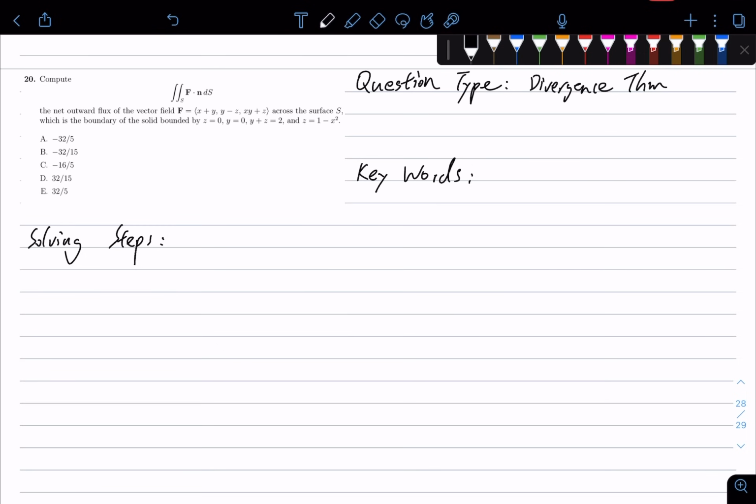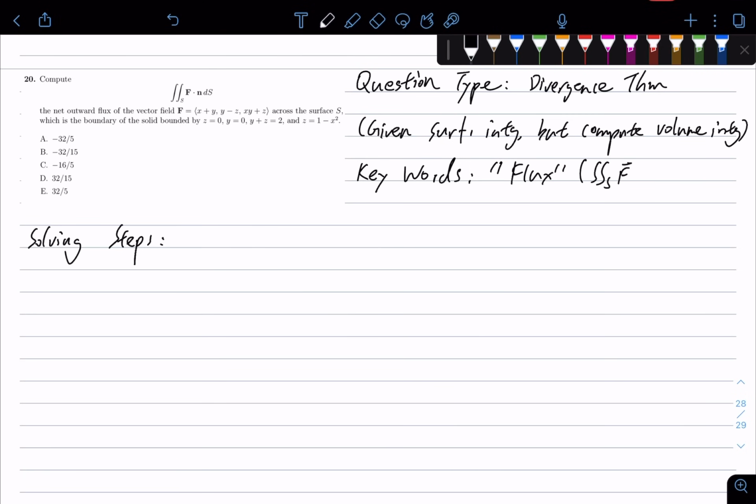And particularly, given a surface integral, but compute the triple integral or volume integral. Okay? And then the key word here is, first of all, it's flux, right? So that tells you it's something of a surface integral, right? So this tells you this is a surface integral problem, or at least related to a surface integral, right?